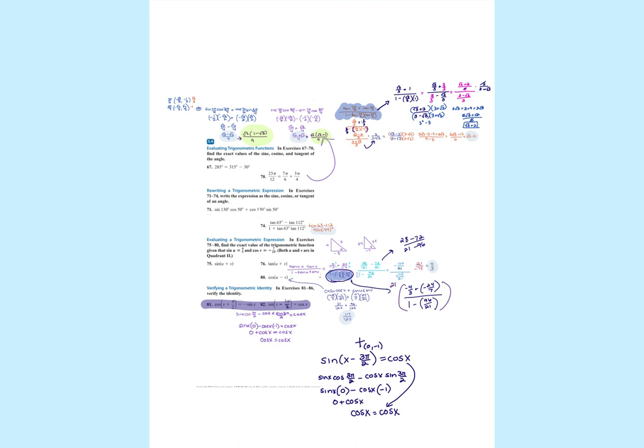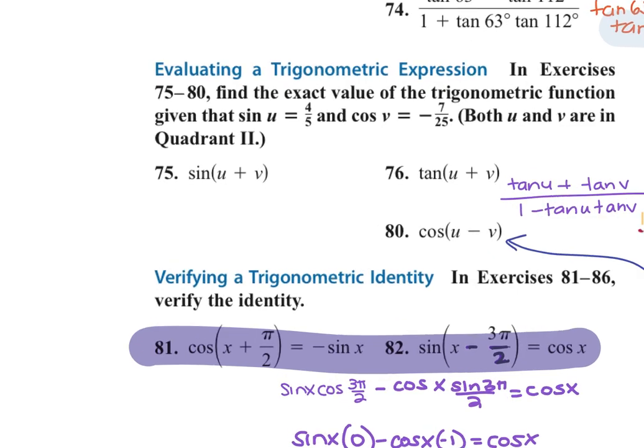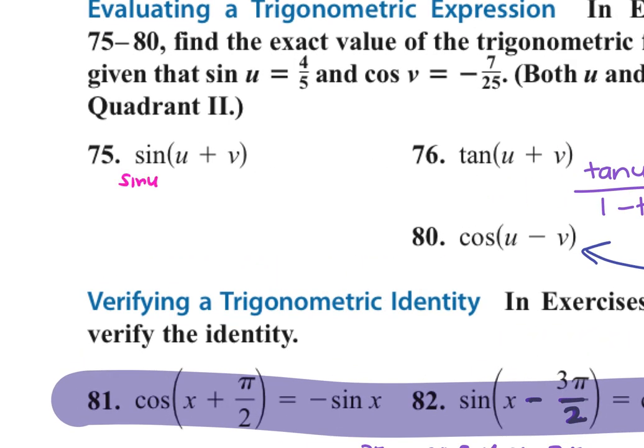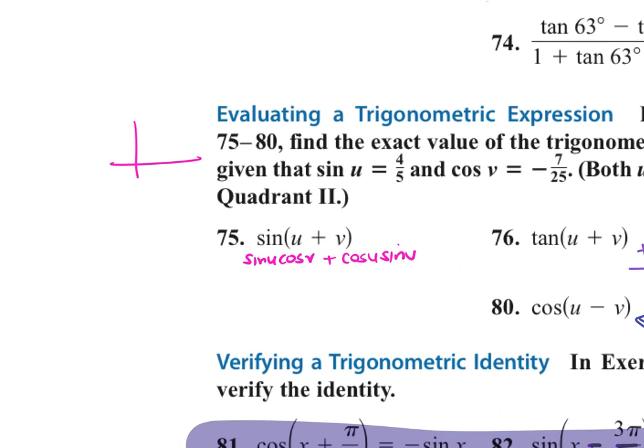So when you open the review, all right, 75 is kind of like the one we just did, except that it's sine. So it'd be sine u cosine v, plus cosine u sine v. You can just draw them separate if you want, they don't have to be on the same. So they're both in quadrant 2, right? Left and up, u, and then I can draw another one.